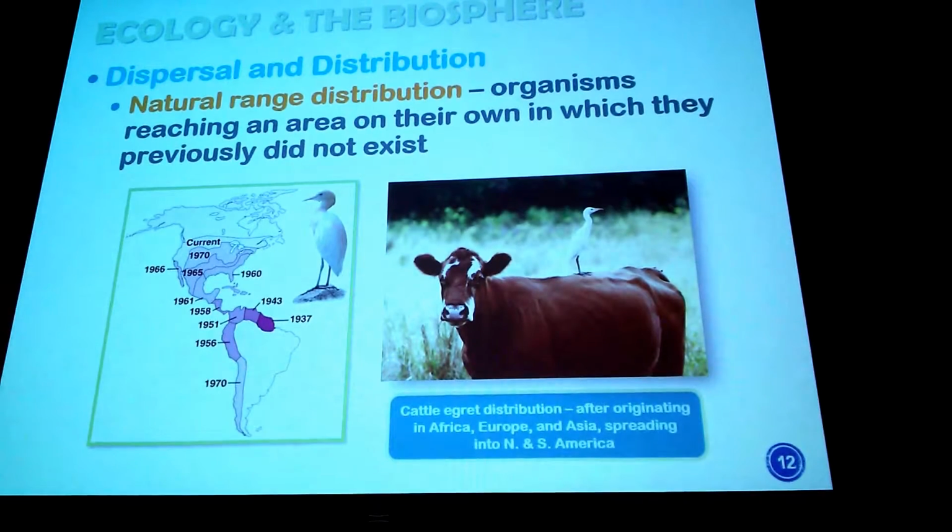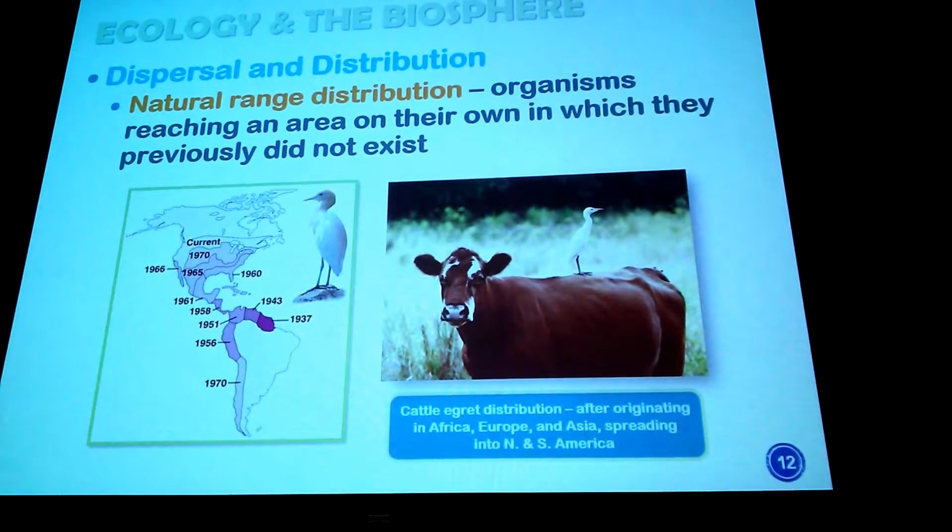Now, there's another way animals get from point A to point B. Sometimes it's by humans, other times it's not. Natural range distribution: organisms reaching an area on their own in which they previously did not exist. Cattle egrets. We see them out in this area all the time. We'll talk more about them later. They've got a nice relationship going on with livestock, whether it's domestic or wild. Cattle egret distribution, after originating in Africa, Europe, and Asia, spreading into North and South America.